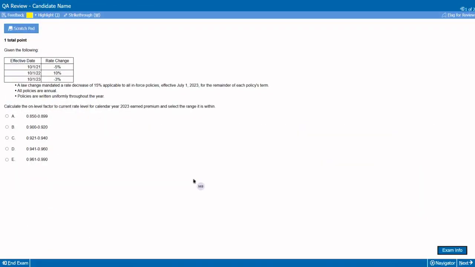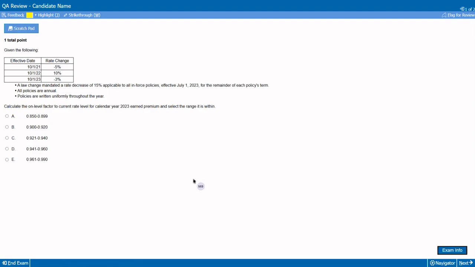I'll be acting as the candidate for this and going through this item like a candidate would. So for this question, one total point, given the following information: effective date October 1st, 2021, minus 5% rate change; October 1st, 2022, a 10% rate change; October 1st, 2023, a negative 3% rate change. A law change mandated a rate decrease of 15% applicable to all in-force policies effective July 1st, 2023 for the remainder of each policy's term.